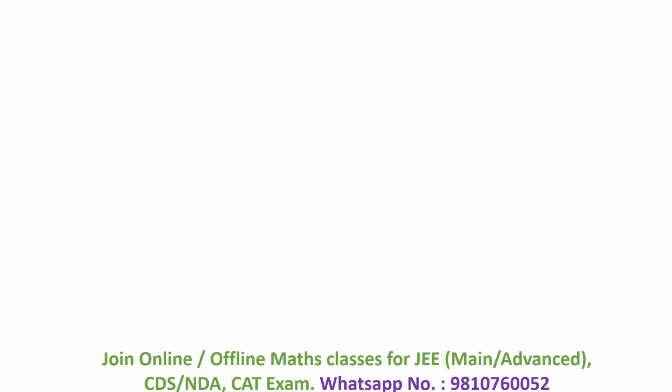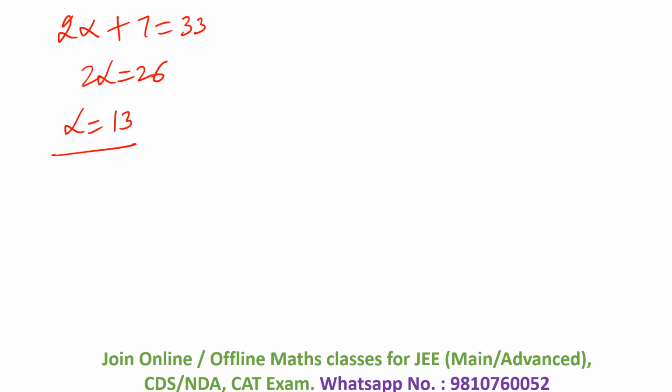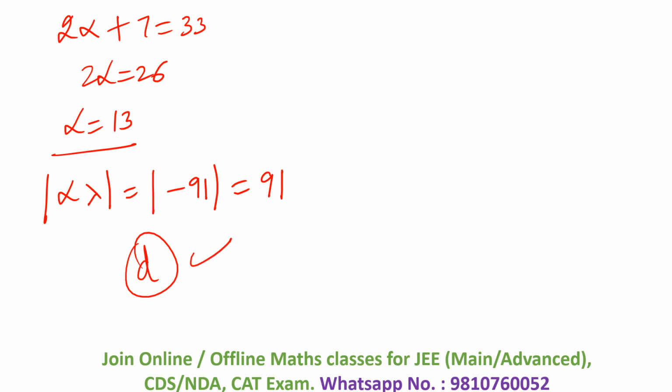Now students, just put the value of lambda obtained in the equation 2 alpha minus lambda equal to 33. So 2 alpha plus 7 becomes equal to 33, or 2 alpha is equal to 26. So from here we get alpha equal to 13. So now the value of mod of alpha into lambda becomes mod of minus 91, and this is nothing but 91. So hence option D is the correct one. Now students, we move towards the next question.